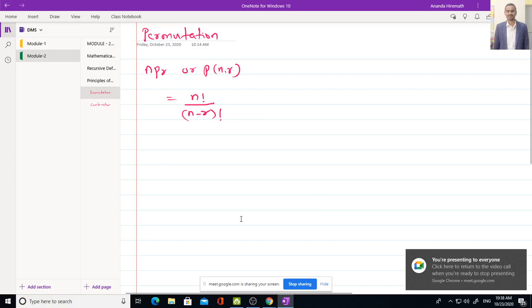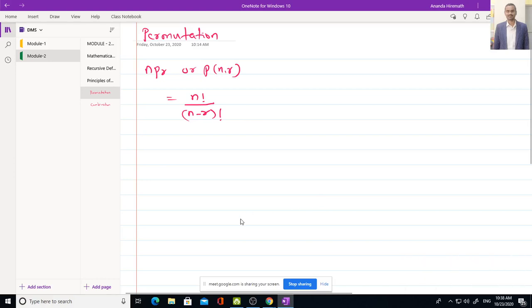Now I am going to explain permutation, and it is denoted by nPr or P(n, r). The formula for permutation is n factorial divided by (n minus r) factorial. Now we need to understand what n and r are here. P means permutation. n means the total number of objects we have with us. r means we are choosing r objects from n. Sorry for that.